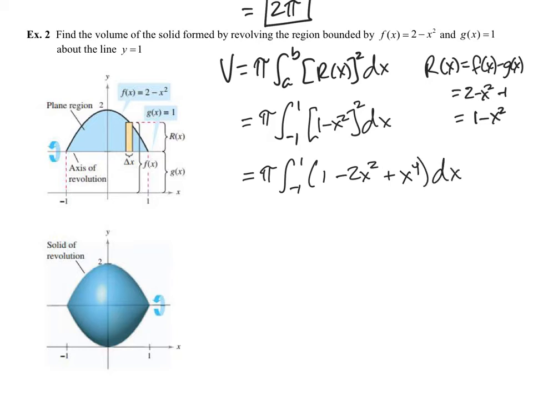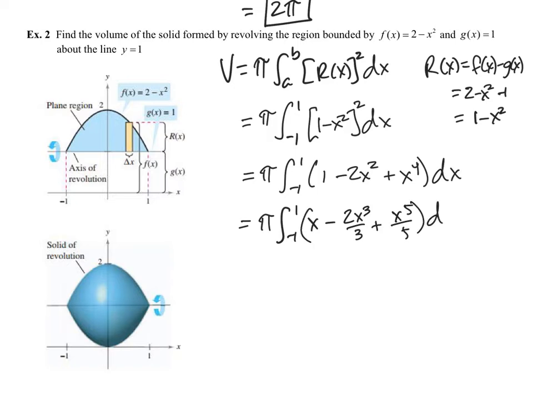So now we can find the antiderivative term by term. So we'll take pi times the antiderivative: x minus, let's see, the antiderivative of 2x squared would be 2x to the third over 3, and then plus x to the fifth over 5, which is the antiderivative of x to the fourth.